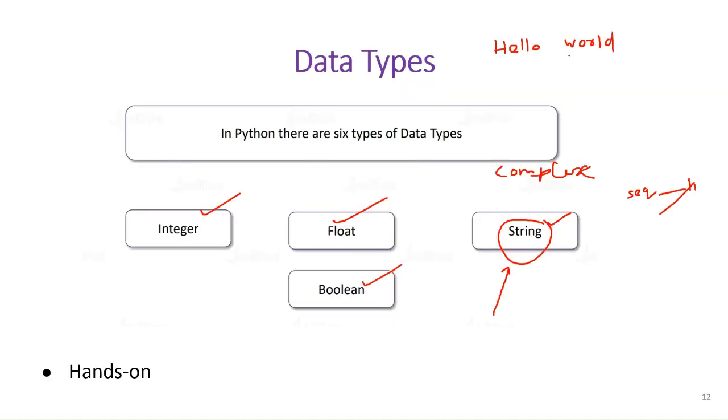Now see the hello world. There is an index associated with each of the letters. The index actually starts from 0. Then the zeroth index is H, then this is the first index, then the first L is the second index, then the second L is the third index, then O is the fourth index.